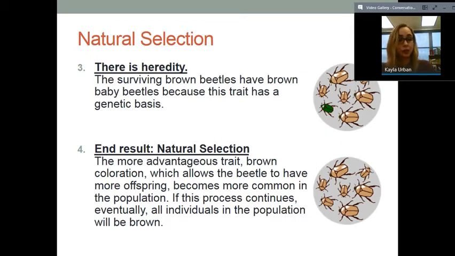There must be heredity. That's what we were talking about when we said inherited characteristics, and they must be something that can be passed on from generation to generation. The surviving brown beetles have brown baby beetles, because it is an inherited genetic trait. And the end result is natural selection. The more advantageous trait, or the brown coloration, which all the beetles have in the offspring, just becomes more popular in the population. And if the process continues in that direction, then all individuals in the population could end up being brown. Now, of course, there could be factors that come into play that swing in the other direction.